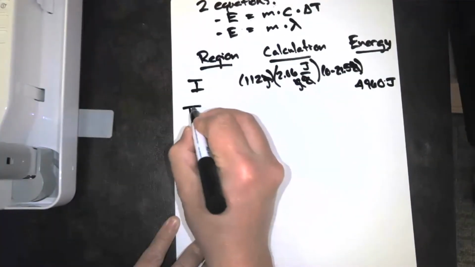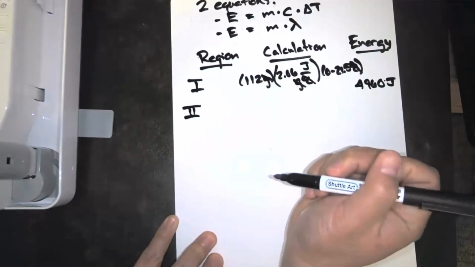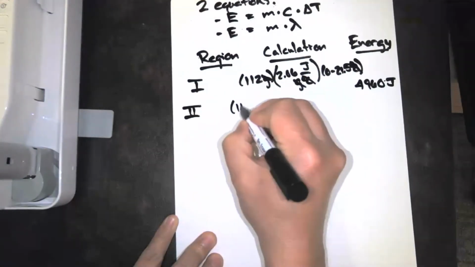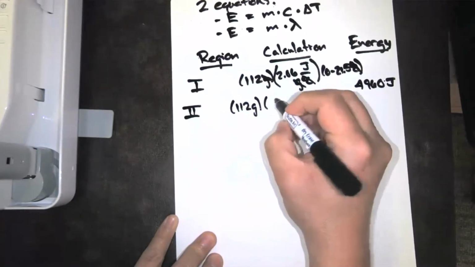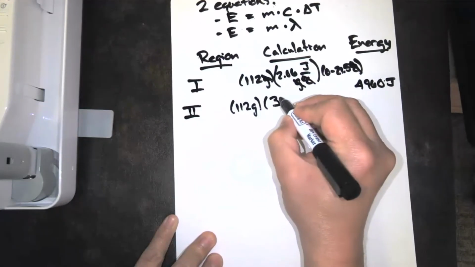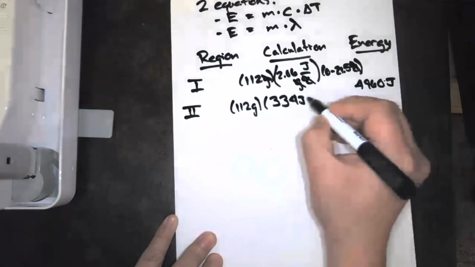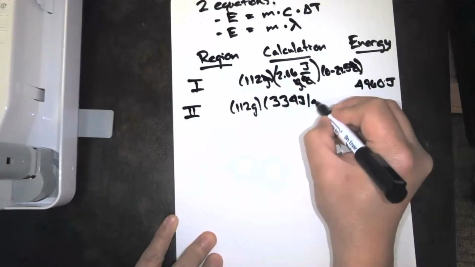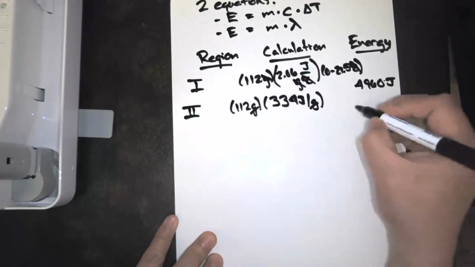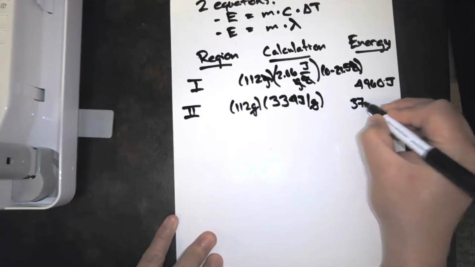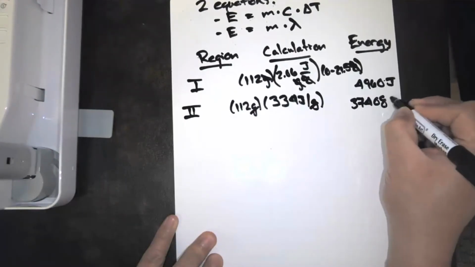Okay, so let's proceed to region 2. So here we're going to use the other equation where we input the mass as 112 grams and we use the latent heat of fusion, which is given to us as 334 joules per gram. And again, the grams here cancel, and when we do the calculation, we should get a value of 37,408 joules.